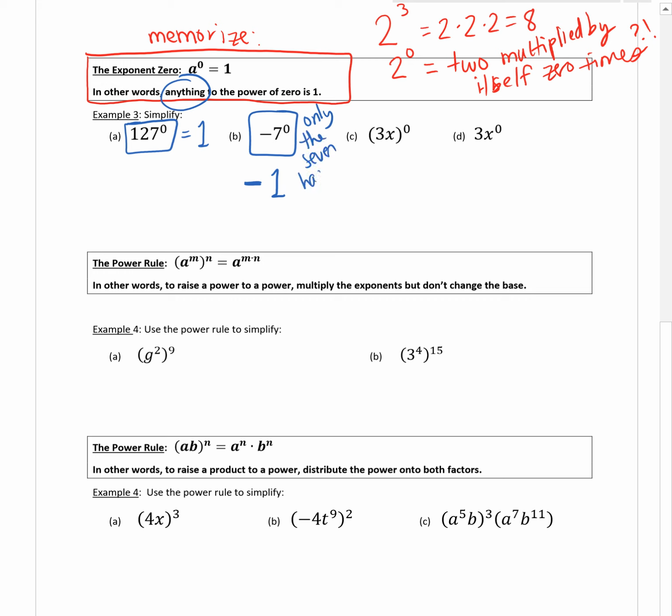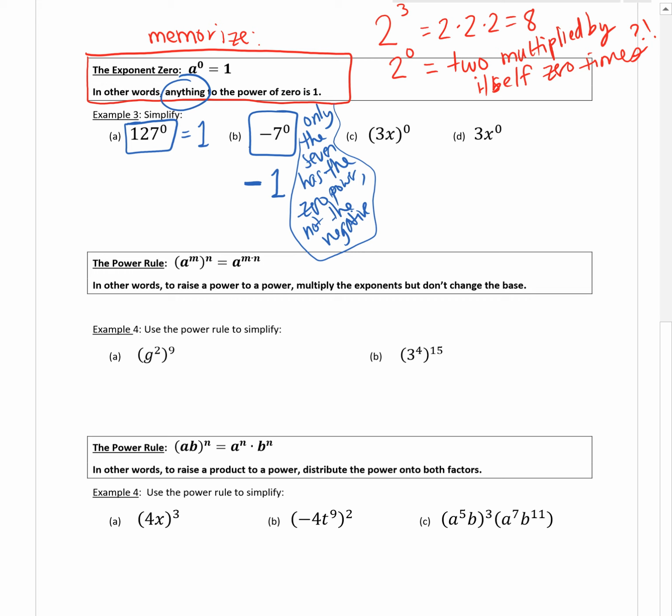7 has the 0 power, not the negative. So the negative doesn't go away and just become part of the 1. The negative kind of stays along for the ride, and 7 to the 0 power becomes 1. The negative stays. So be a little careful on that.